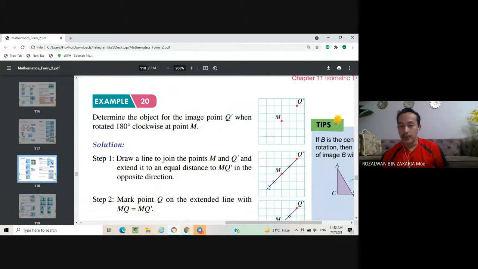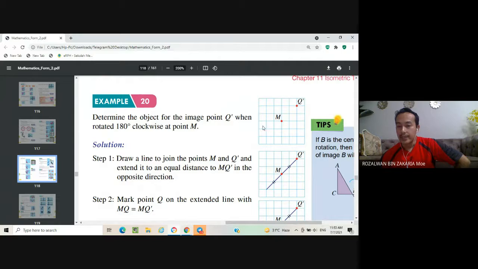Okay. Then after that, what to do? Then you have to calculate the distance from Q prime to M. So how to calculate the distance there? You can see here, from Q prime to M, it is moving to the left 2 unit, 1, 2, and moving downward 2 unit, 1, 2. So same also for the Q, it is moving to the left 2 unit, 1, 2, and moving downward 2 unit, 1, 2.